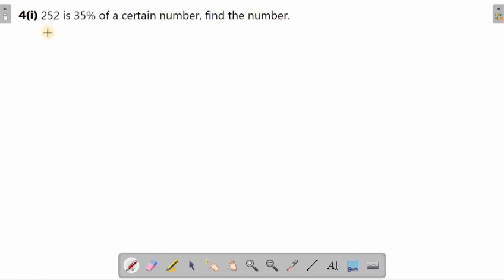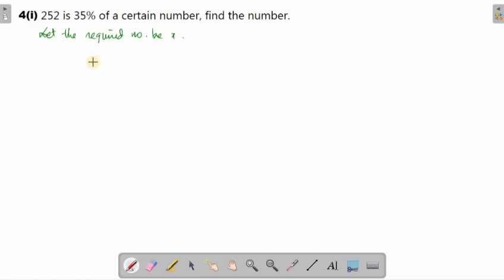Now let's look at this particular problem. Question number 4, sub number 1. Here, the question says, 252 is 35% of a certain number. Find the number. Okay, so as usual, we will take the assumption. Let the required number be x.